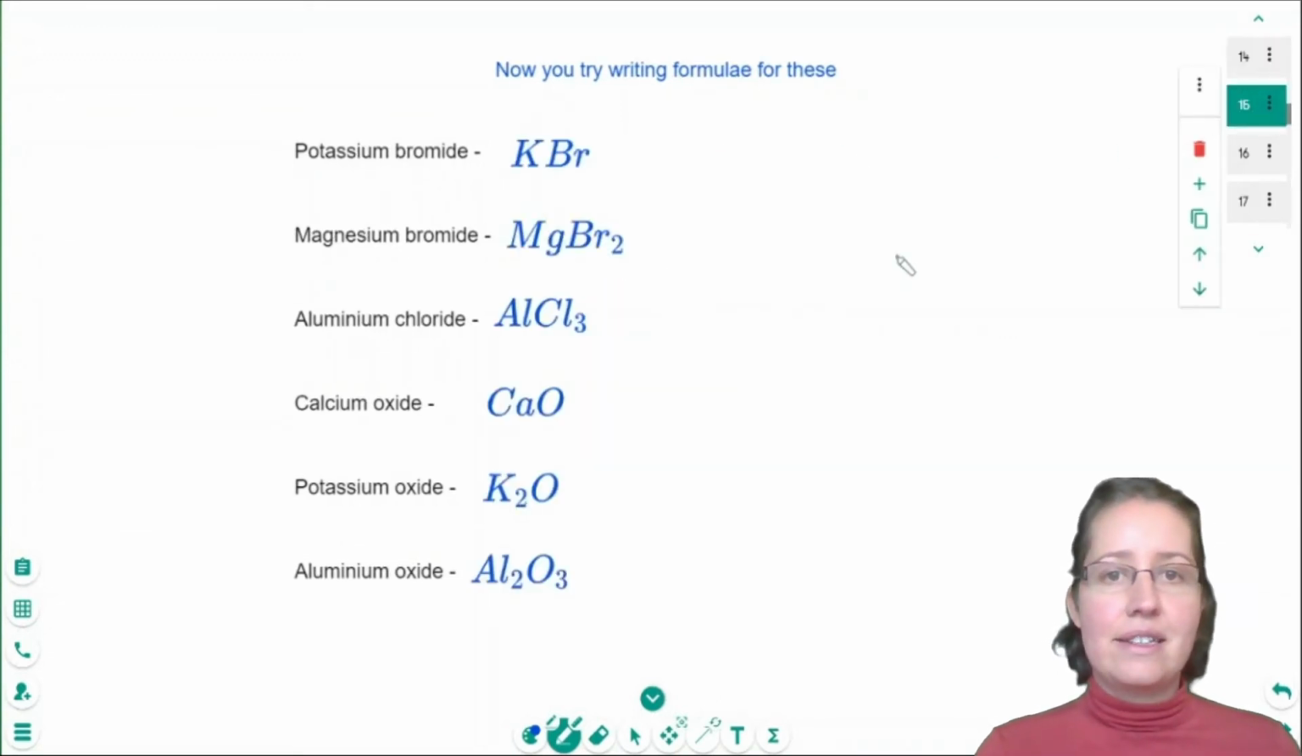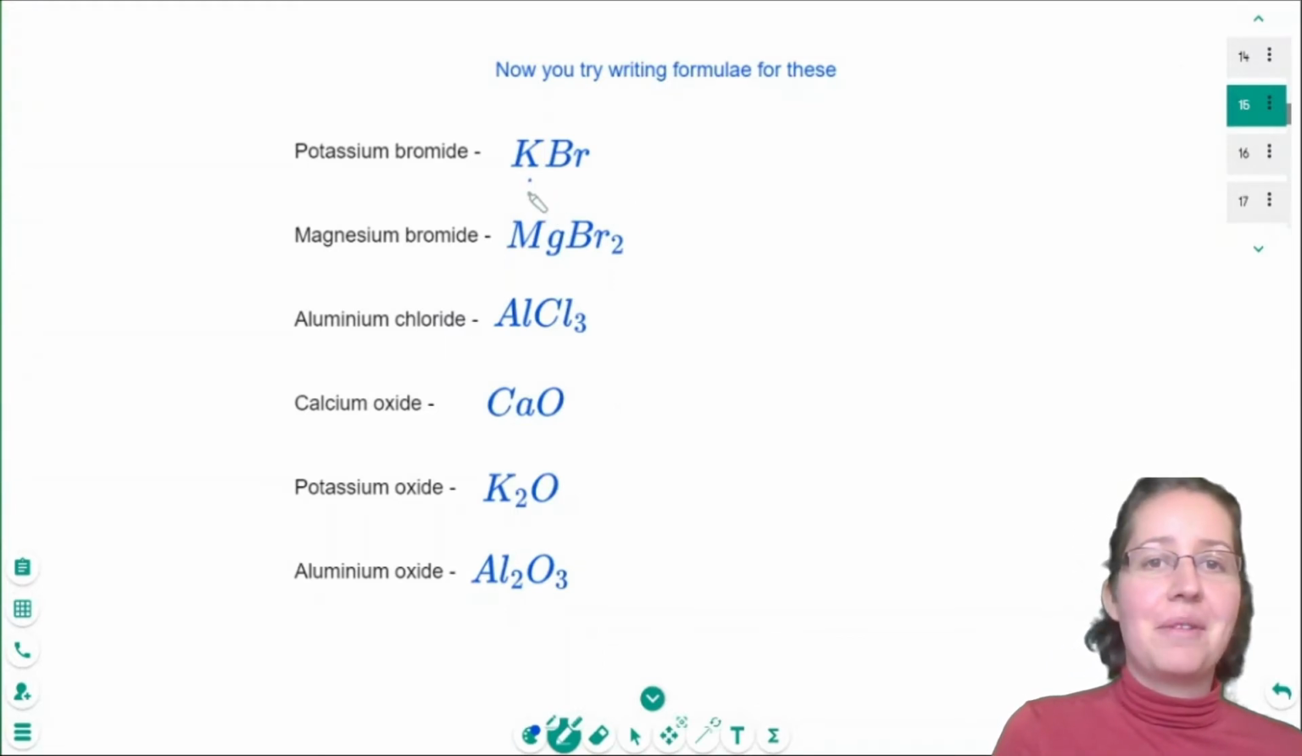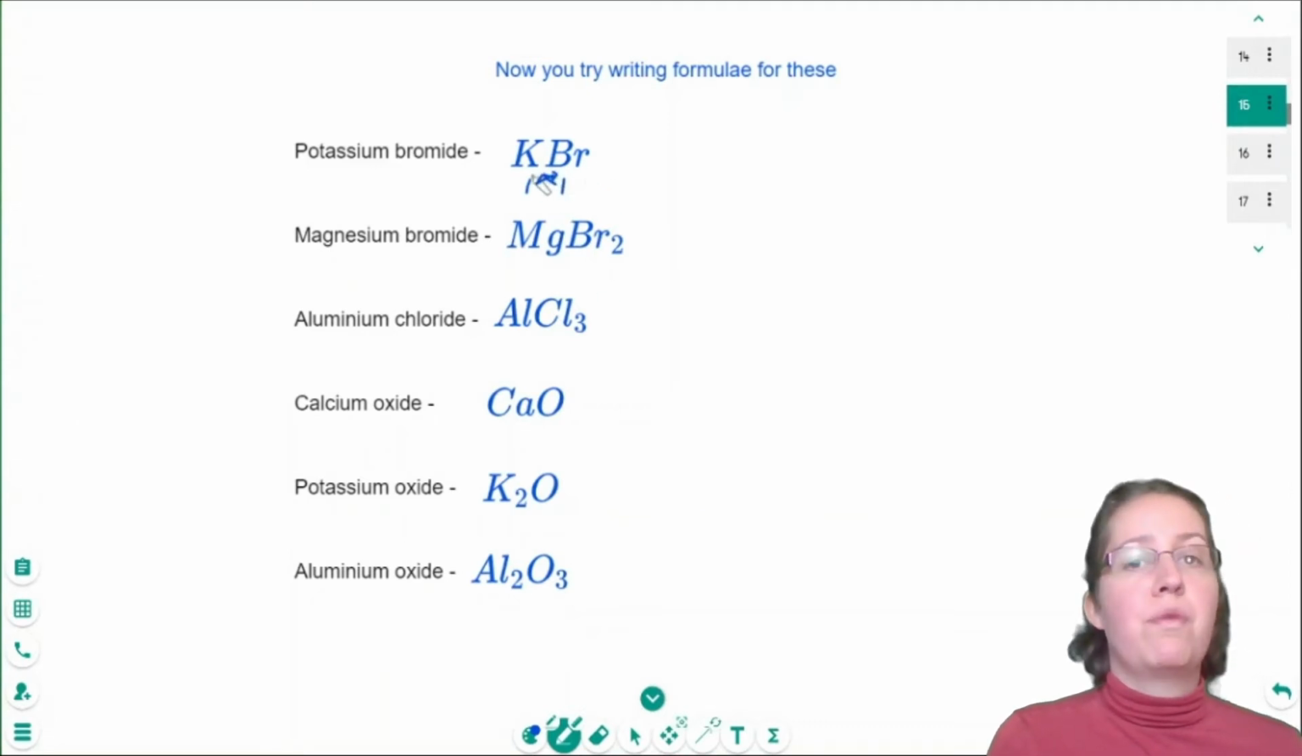Let's take a look at the answers. Here they are. Now, if you haven't got any of these correct, I'm going to go through why. And it may well be that you didn't cross them over. So, potassium group 1, valency 1. Bromine group 7, valency 1. Crisscross, K1Br1, written as KBr.